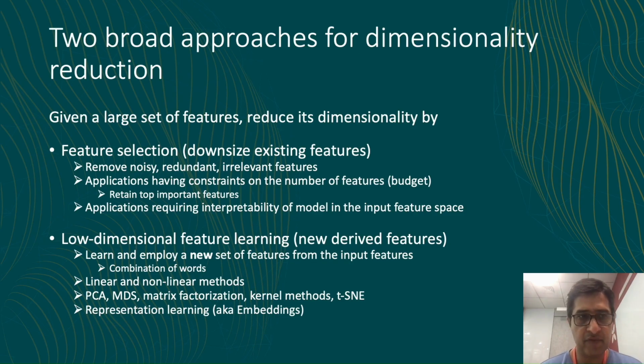One is to carry out feature selection, where essentially you're downsizing the set of features that can be used for the prediction problem. The idea is that you want to remove the noisy or redundant features which are making your model not so predictive. Or you could have applications where you have a certain budget on the number of features. These could be online applications where adding features increases your latency overall in terms of the model evaluation.